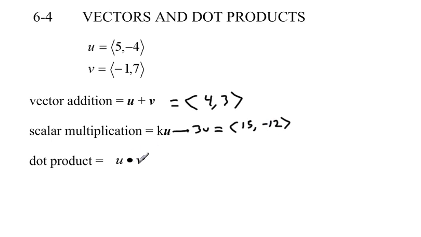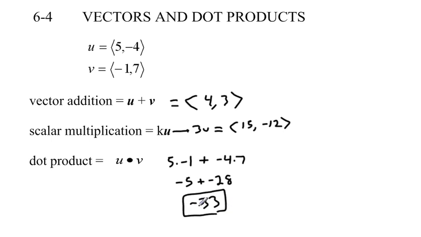Now, a dot product, here's what a dot product is. To find a dot product, we multiply the first coordinates together, 5 times negative 1. I'll write that all out, 5 times negative 1. And then we add to it what we get when we multiply the second coordinates, so negative 4 times 7. 5 times negative 1 is negative 5. Negative 4 times 7 is negative 28. The dot product of these two vectors is negative 33. Notice, when you find the dot product of two vectors, you do not get a vector, you get a number answer.